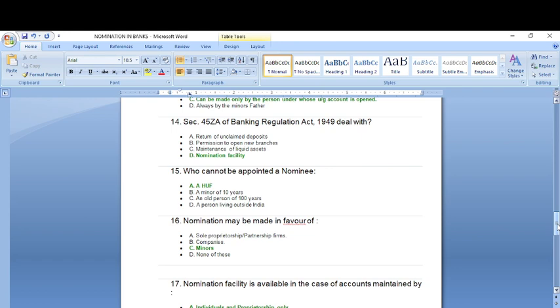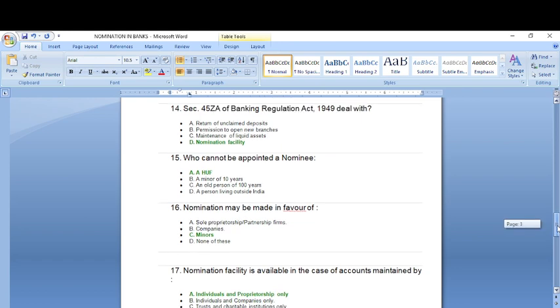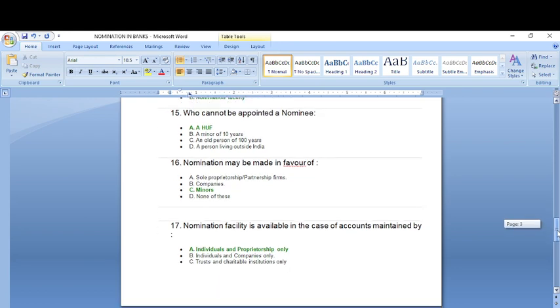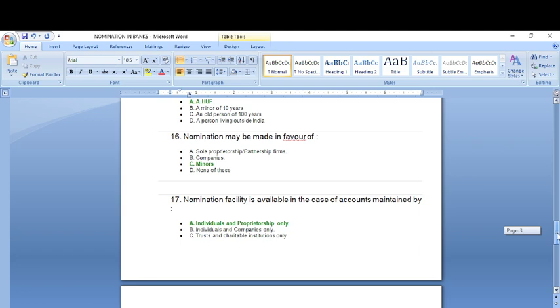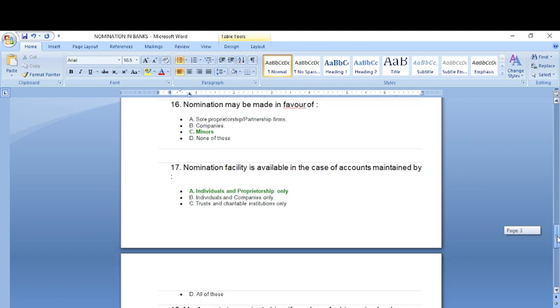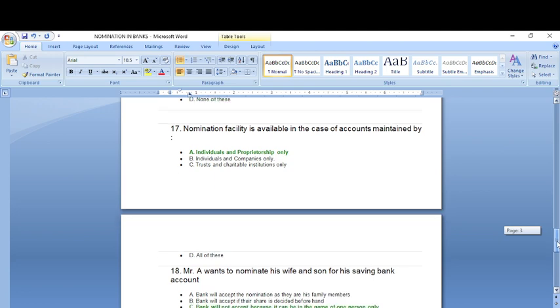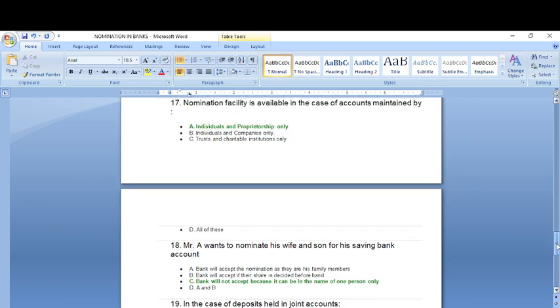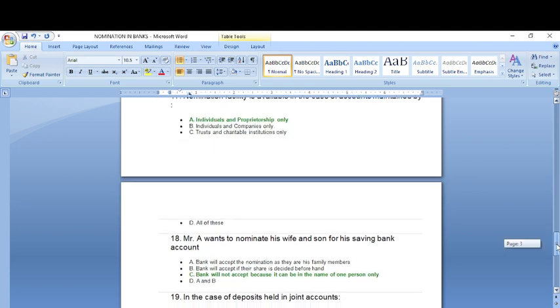Section 45ZA of the Banking Regulation Act deals with the nomination facility. Who cannot be appointed as a nominee? Of course, an HUF. Nomination may be made in favor of all of these, especially a minor. Nomination facility is available in case of accounts maintained by individuals and proprietors.